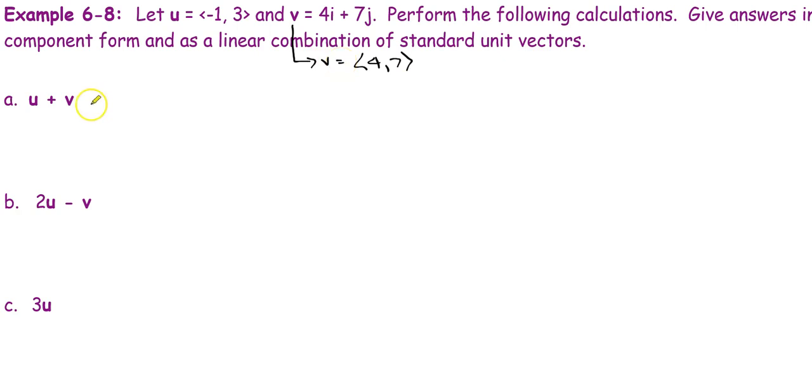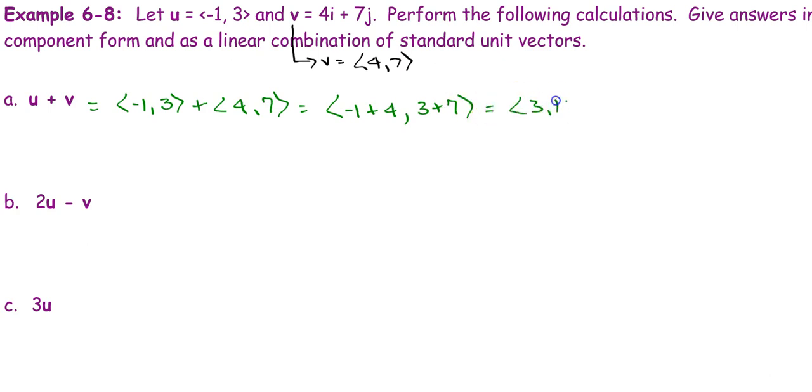So here if we're going to do u plus v, we're going to do negative 1, 3 plus 4, 7. So remember, when we're doing addition, we're just going to add the horizontal components and the vertical components. So I'm going to have negative 1 plus 4, and then I'm going to have 3 plus 7. So this is going to give me 3, 10. So remember, that's in component form. It also asked me to do my answer in the linear combination form. So in linear combination form, that would be 3i plus 10j.